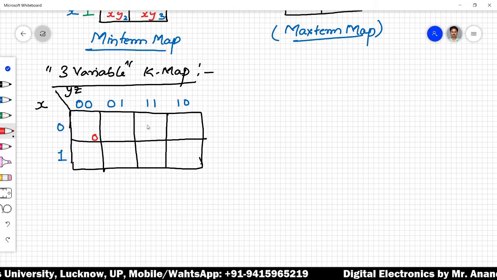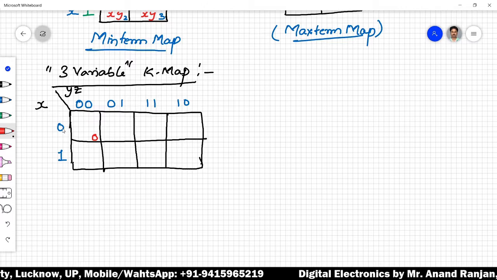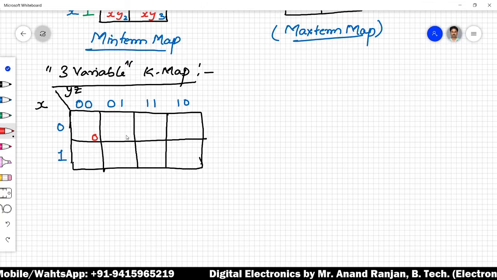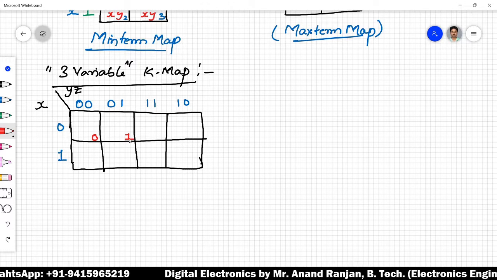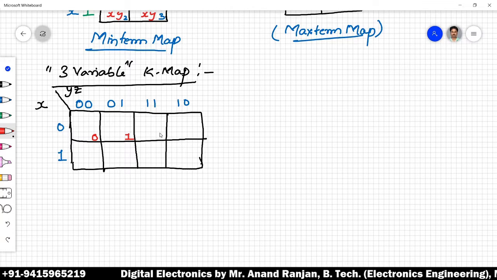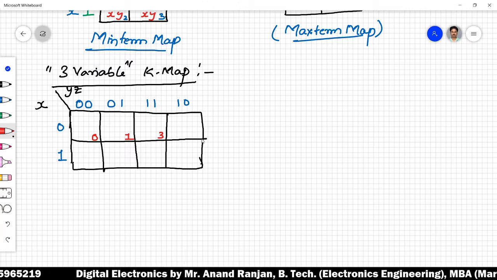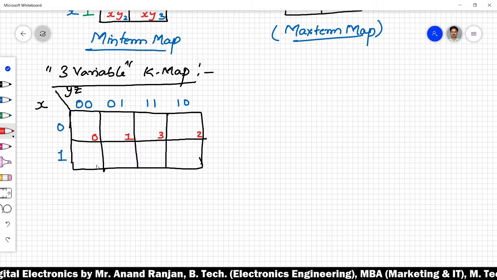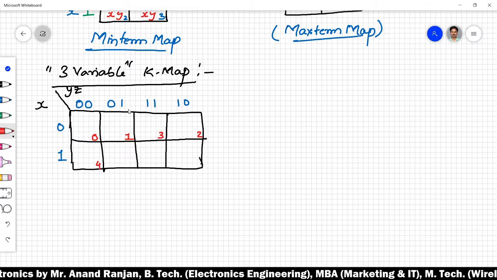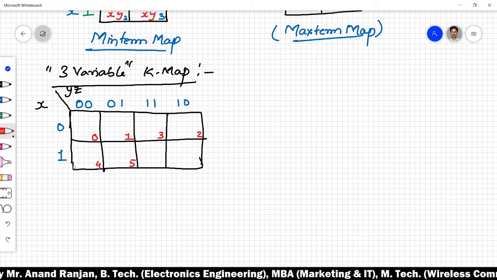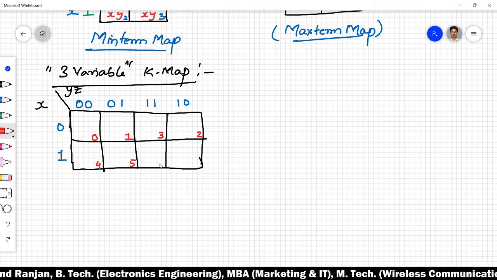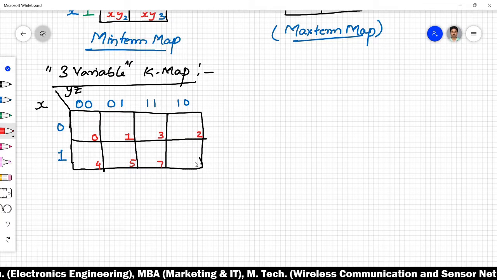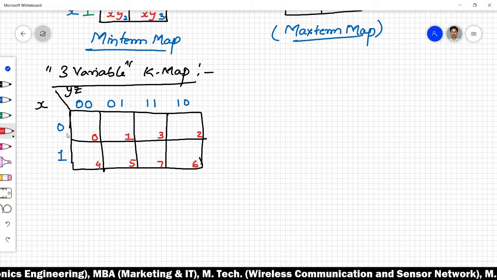Similarly, if you approach row and column wise, the next input combination is 0 0 1, which is equivalent to decimal 1. Further, 0 1 1, which is 3, 0 1 0, which is 2, 1 0 0, which is 4, 1 0 1, which is 5, 1 1 1, meaning triple one, which is equivalent to 7, and 1 1 0, which is equivalent to 6.